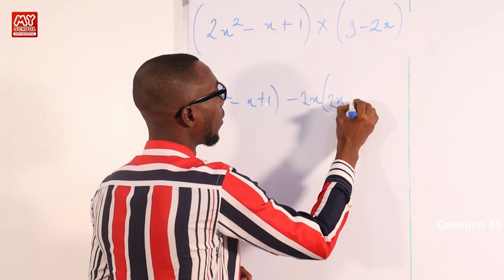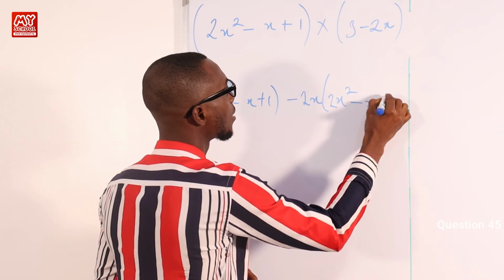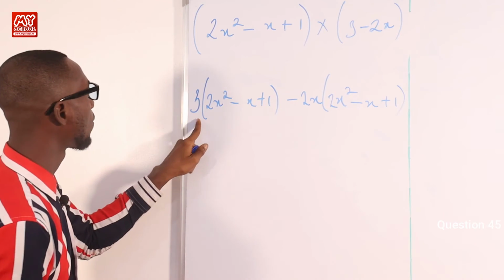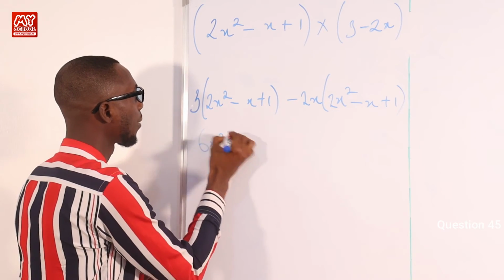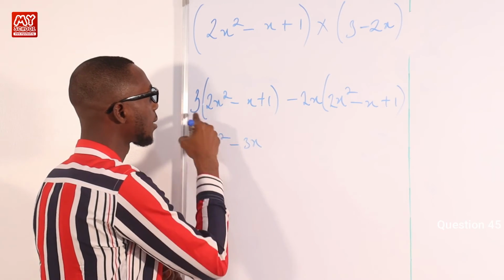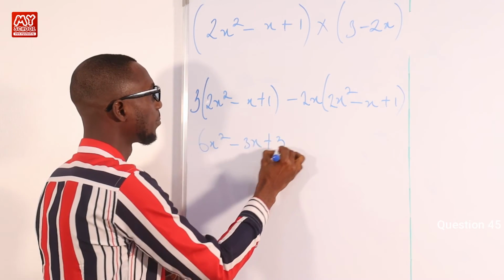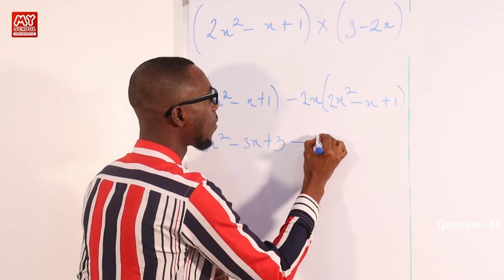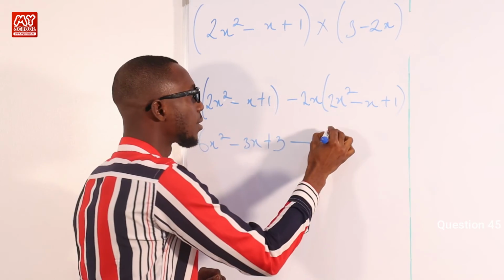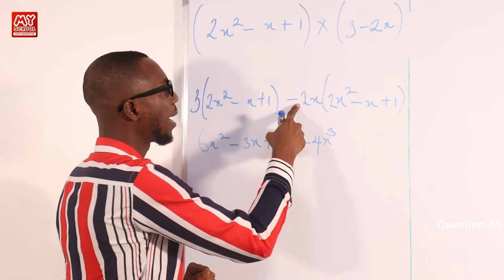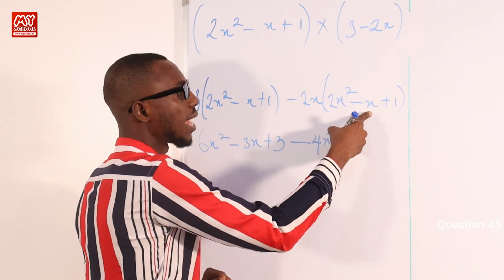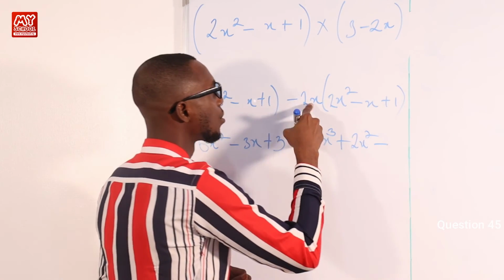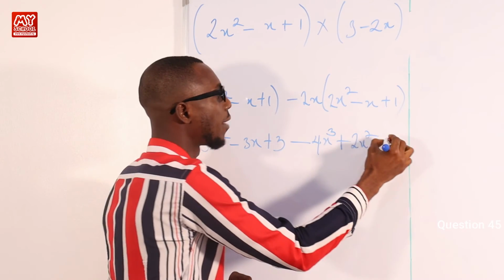then we have minus x plus 1. Okay, so let's use this to multiply this and this to multiply. So we have 3 times 2, we have 6x squared. 3 times minus x, minus 3x, 3 times 1, we have plus 3. Okay, over here, 2 times 2, we have minus sign, minus 4x, x times x squared, that gives us x cubed. Minus times minus, we have plus, 2x times x, we have 2x squared. Minus times plus, we have minus 2x times 1, we have 2x.